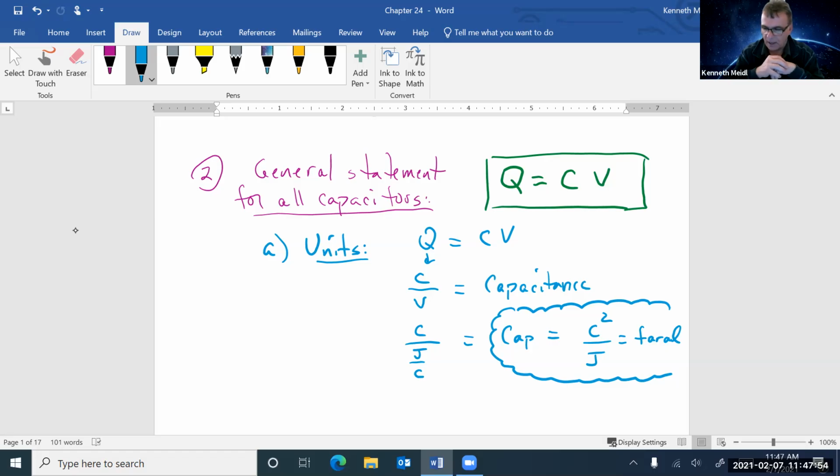Okay, so for most capacitors in our life, it's a very small number, something like a millionth of a farad, a billionth of a farad, maybe a trillionth of a farad, very small numbers.